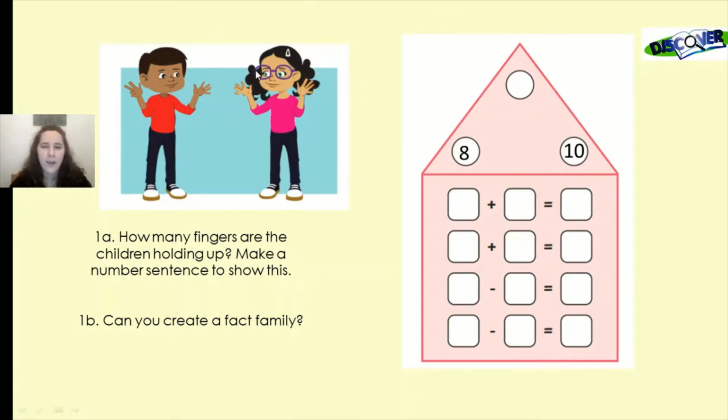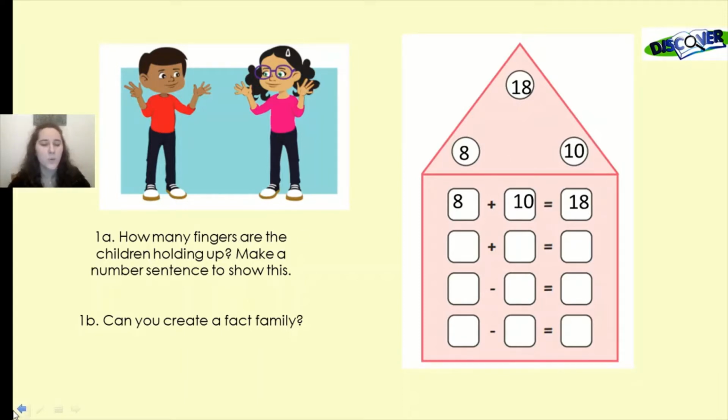I'm going to do this by counting on from 10 because I know this girl has 10. Can you help me count? 10, 11, 12, 13, 14, 15, 16, 17, 18. So my whole is 18. Now, I can begin by making my first number sentence in my fact family house. I know that I had the 8 fingers from this boy and the 10 fingers from the girl, and I added them together to make 18. So my number sentence is going to be 8 plus 10 equals 18.